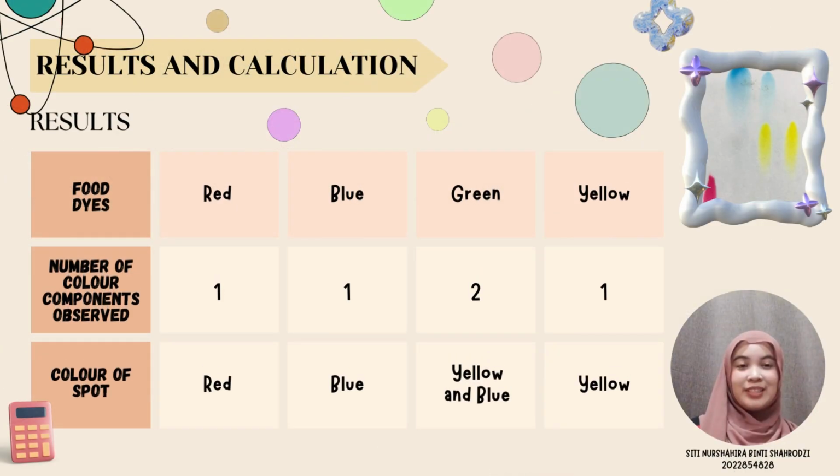Now let's move on to our results and calculations. Based on the experiment that we have done, this is the final result that has been obtained. As you can see, there are 4 different types of food dyes with their components shown on the paper. Red food dye produces one component, which is red color. Blue food dye produces one component, which is blue color. Green food dye produces 2 components, which are yellow and blue color. And lastly, yellow food dye produces one component, which is yellow color.